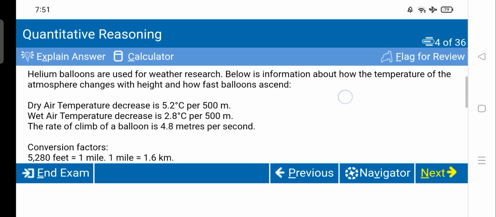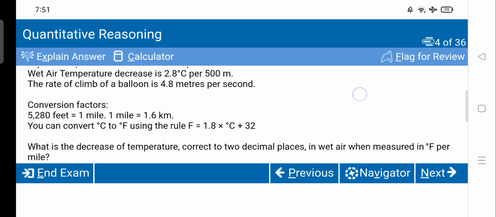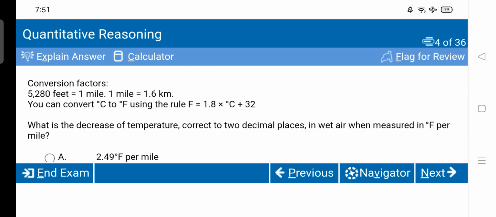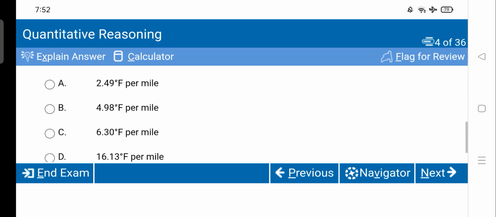Again, we have the same information given. The question is: what is the degrees of temperature correct to 2 decimal places in wet air when measured in Fahrenheit per mile? Option A, 2.49 degree Fahrenheit per mile.